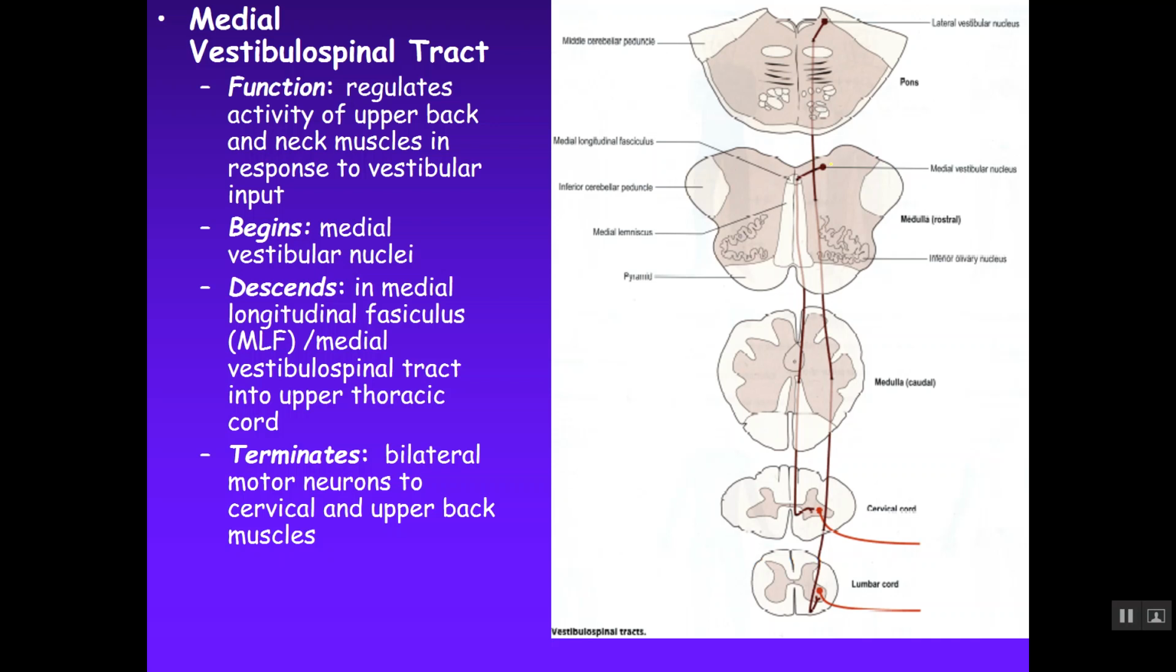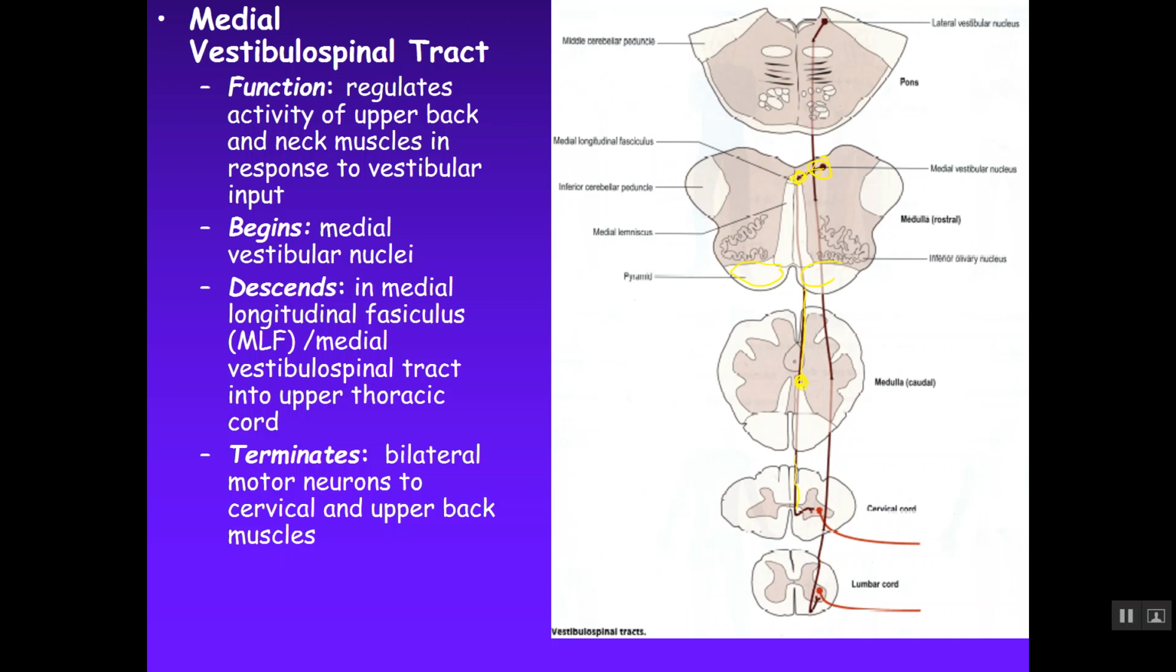So it begins right here. This is the level of the medulla, right? Here's the pyramids right here. There's a group of nuclei: there's a superior, inferior, medial, and lateral. There's a group of 4 vestibular nuclei. This one just happens to start in the medial vestibular nuclei. It enters into the medial longitudinal fasciculus, the MLF, and it descends in the MLF until you get down into the spinal cord.